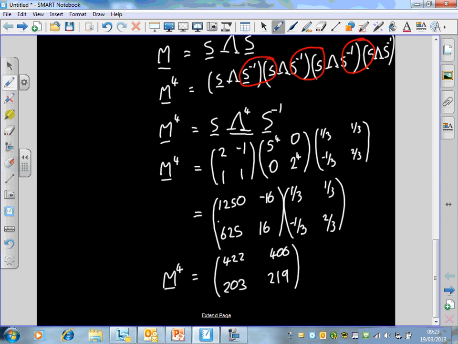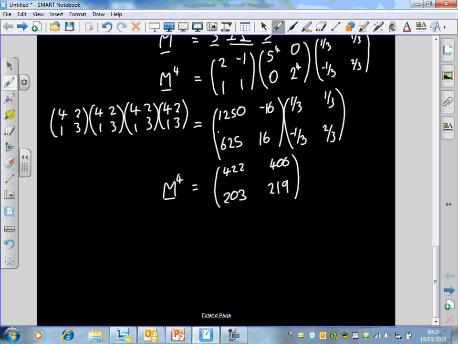So M to the 4 is all of that, which is a lot quicker than having to multiply it out 4 times. But you do have to find the eigenvalues and eigenvectors in the first place. So once you've found them, it's quicker. If you've already got the eigenvalues and eigenvectors, otherwise it would probably be quicker to multiply directly.